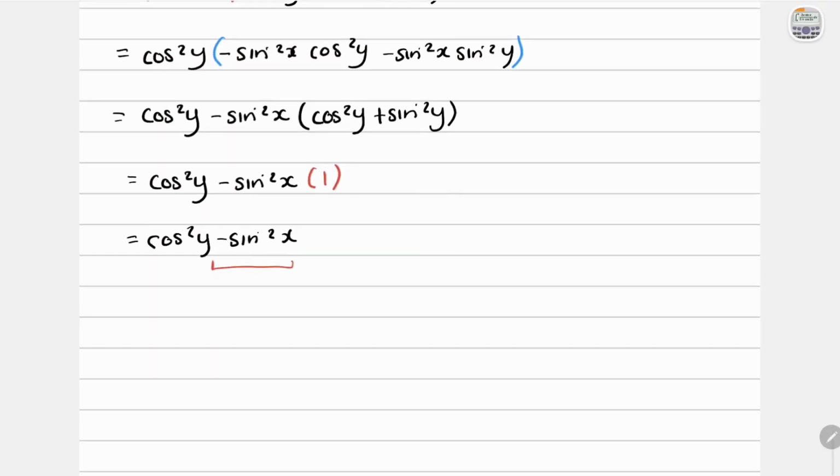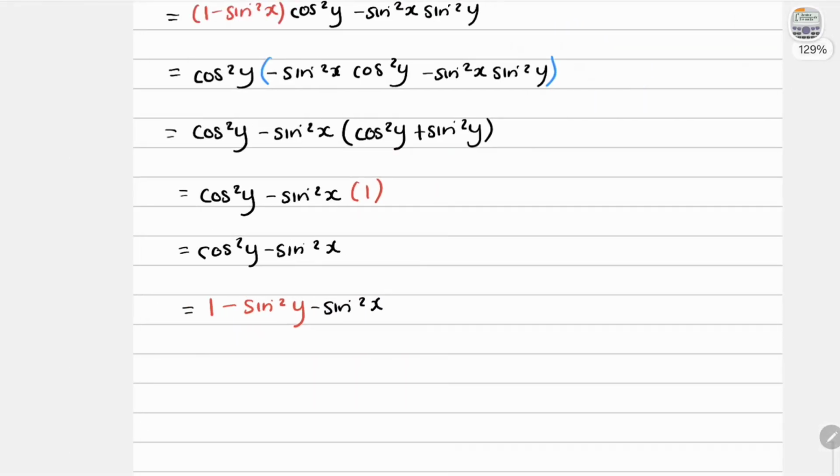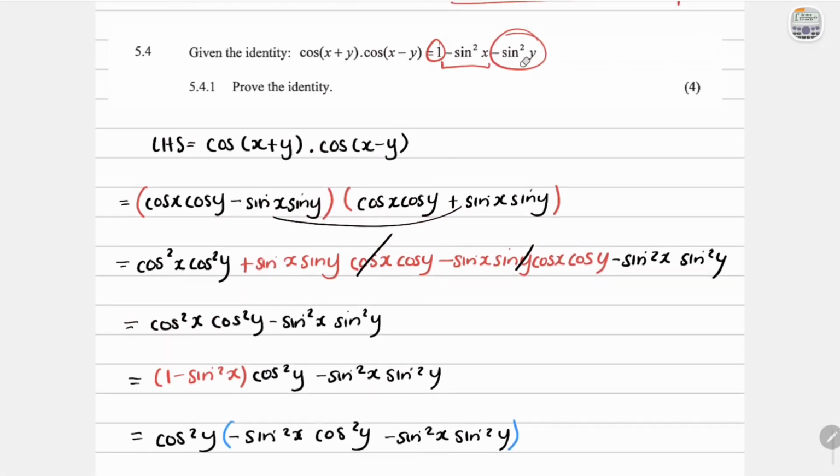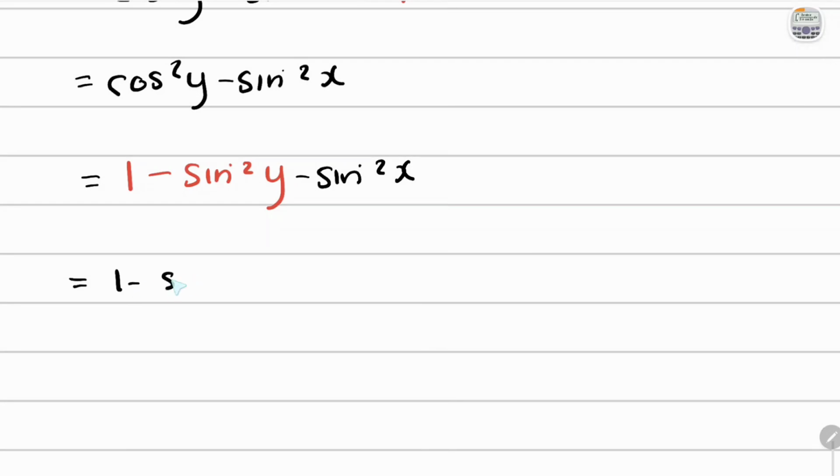You have a cos squared y here, so you can change that using the identity of cos squared y. The identity of cos squared y would be 1 minus sine squared y. And then you have minus sine squared y. And that's actually how we get that. So you see, it is 1 minus sine squared x minus sine squared y. And if you like, you can just put them in the same order: 1 minus sine squared x minus sine squared y, which is therefore equal to the right-hand side.